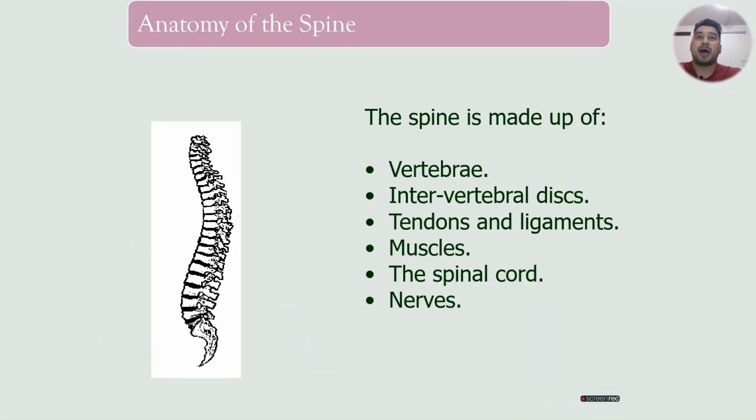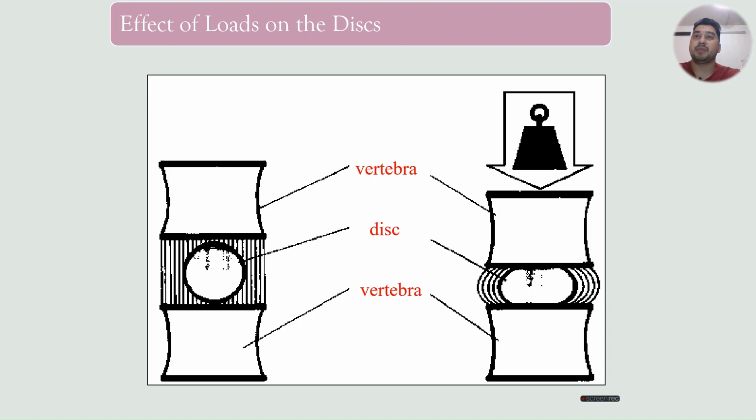This is the anatomy of the spine. The spine is made up of certain parts: nerves, spinal cord, muscles, tendons and ligaments, and so on. As you know, the spinal cord is one of the main parts of our body required for movement. If the spinal cord gets damaged, that will have a major impact on our body and it will restrict some movement. So that's why we need to be very careful whenever we are doing any manual handling work.